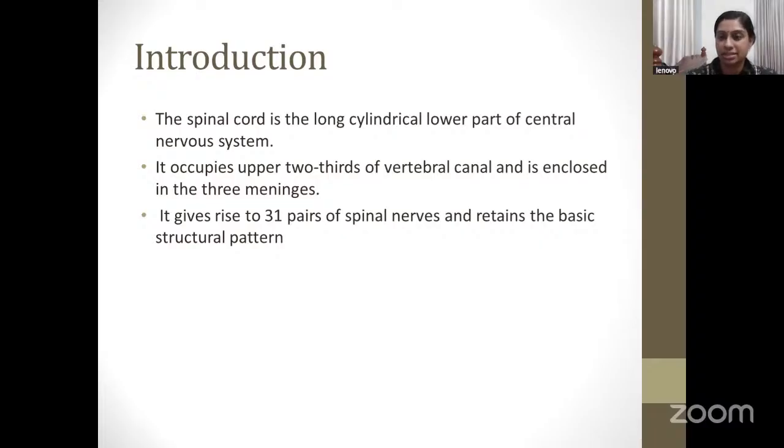Okay, and it has 31 pairs of spinal nerves, and it retains a basic structural pattern. Okay, so the spinal cord is a long cylindrical lower part of the central nervous system. It's enclosed within the vertebral canal, only in the upper 2/3 of the vertebral canal.